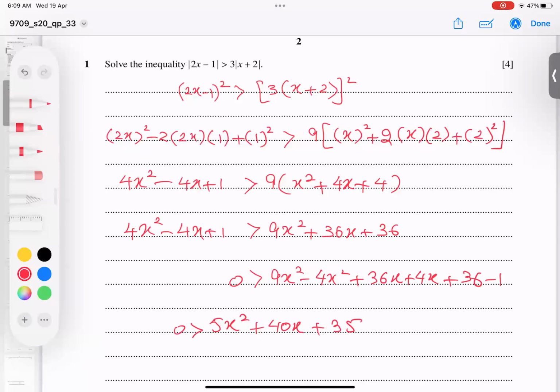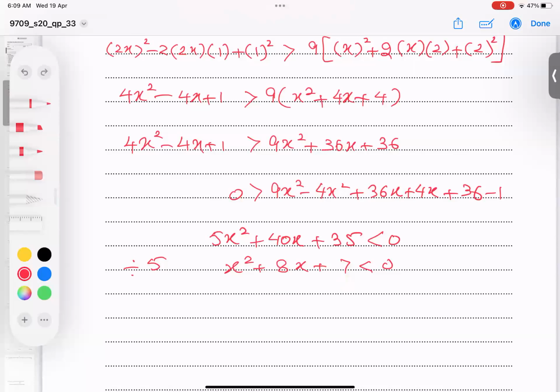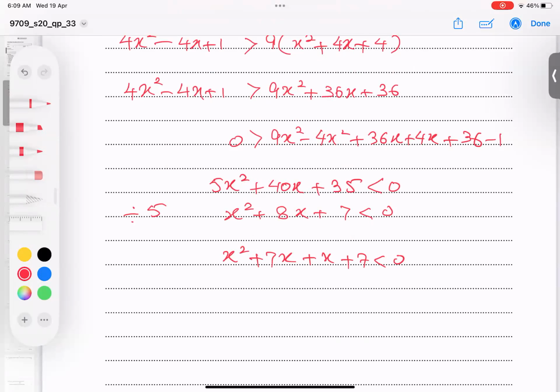Now we have this whole thing less than 0. You write it like this or like this, no effect. Still this whole thing is less than 0. I hope it is clear. Divide the whole equation by 5 to make the question easier: 5 8s are 40, 5 7s are 35. Now 7 1s are 7, factorization: plus 7x plus 1x and plus 7. You can apply the quadratic formula or factorization. So x common, I get x plus 7. Plus 1 common, I get x plus 7.